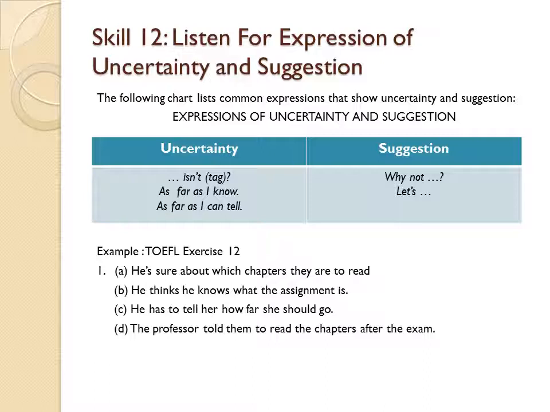Woman: Are we supposed to read all 10 chapters before the exam? Man: As far as I can tell, we are. What does the man mean?